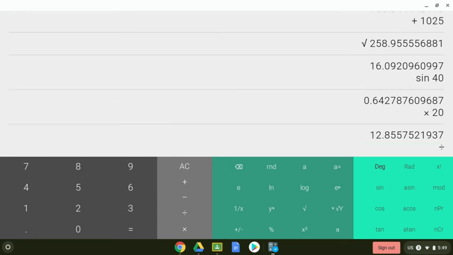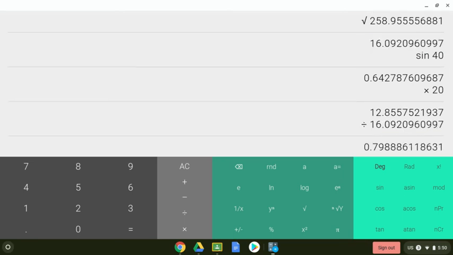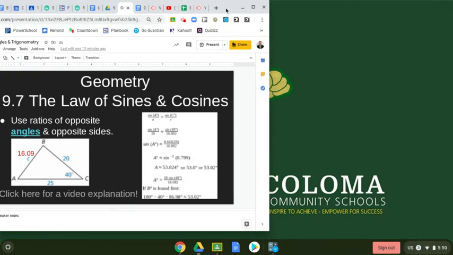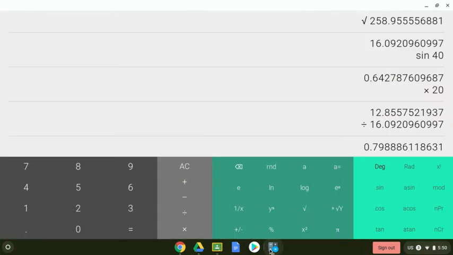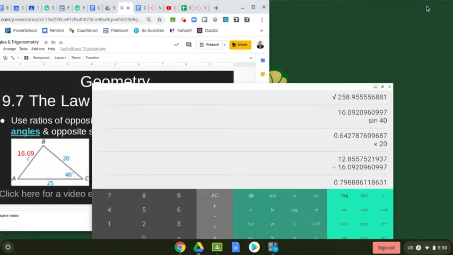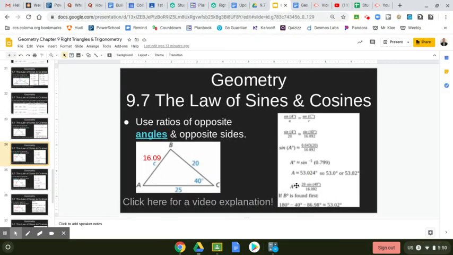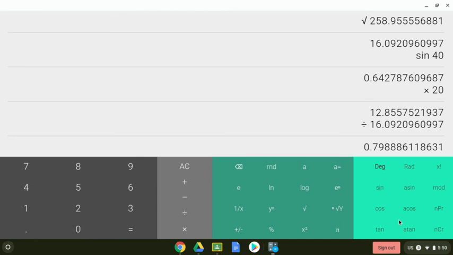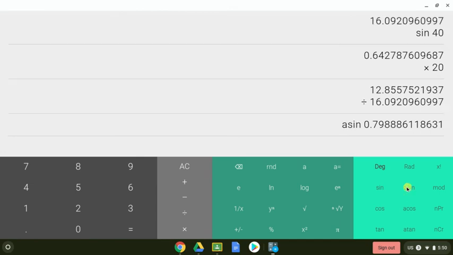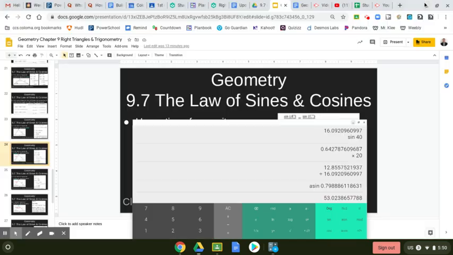And then I want to divide that by the 16.092. Ideally, you copy and paste because that's going to eliminate all rounding error. And you get about 0.7988, which the rounding of that doesn't matter. And the last part, going back here, now I want to inverse sine, the opposite of sine. So I'm going to hit A sine, and you get 53.02.